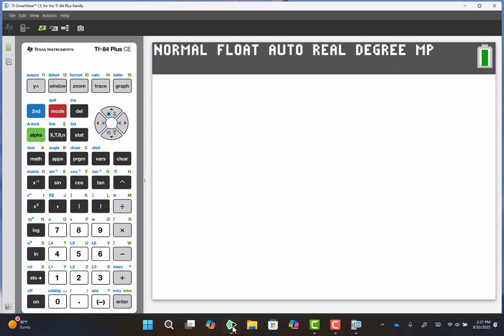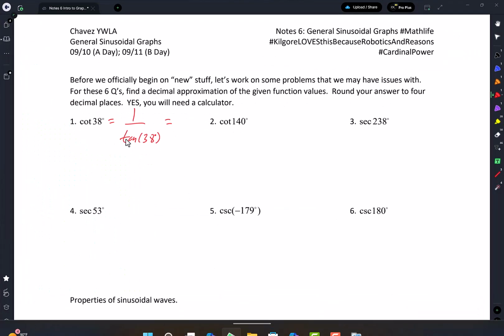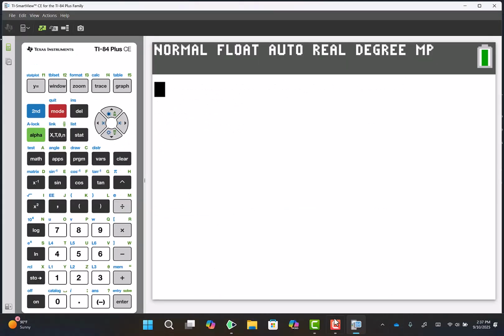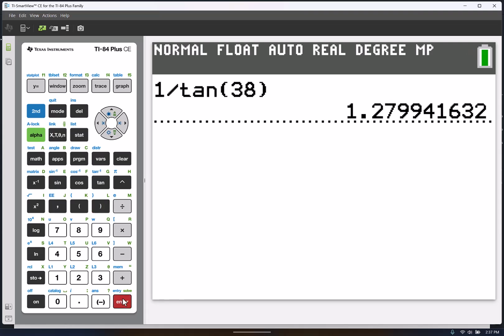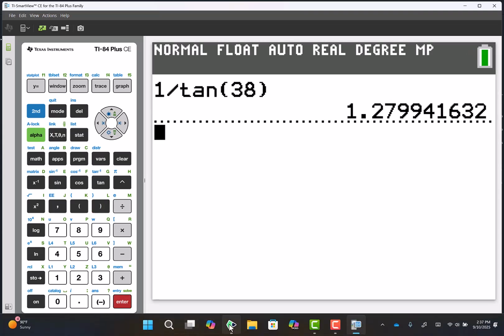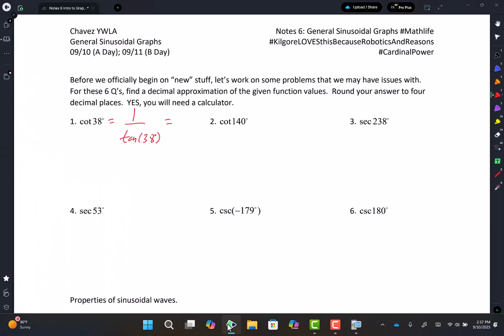All right. So how do I get cotangent of 38 degrees? Like this. You just go 1 divided by tan 38 degrees. And here it is, 1.2799. Use at least 3 digits after the decimal. The more, the merrier. 1.2799.